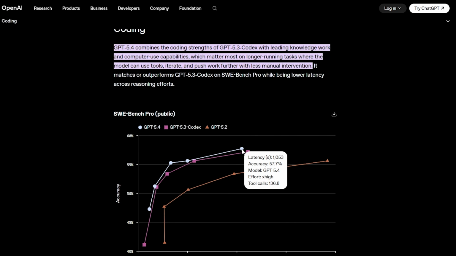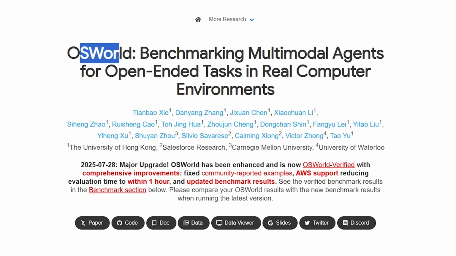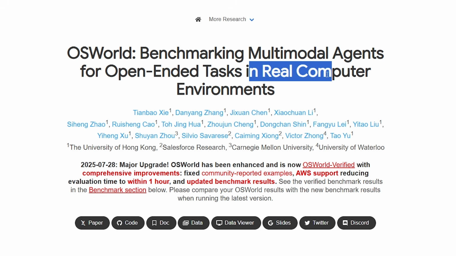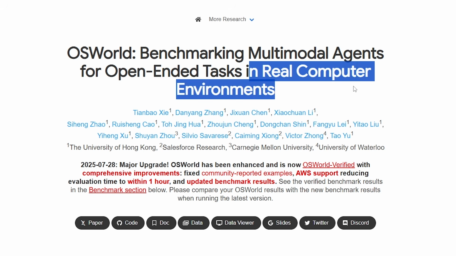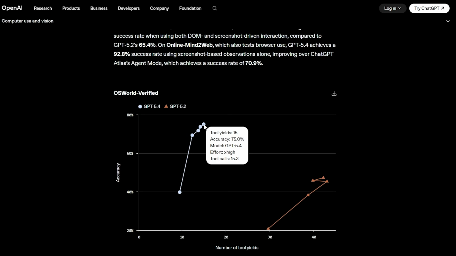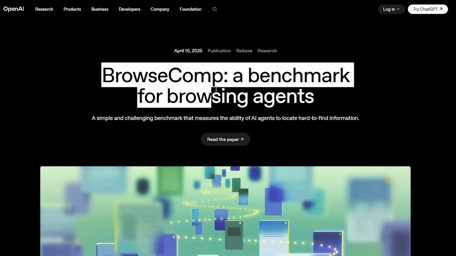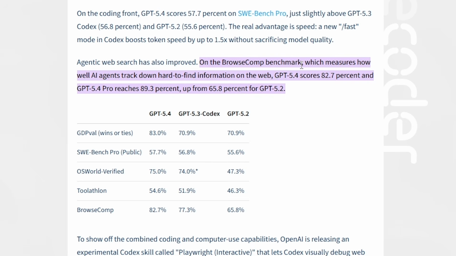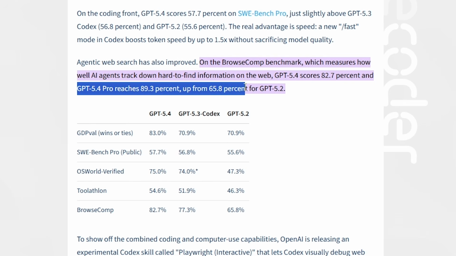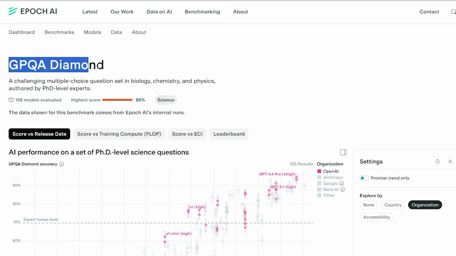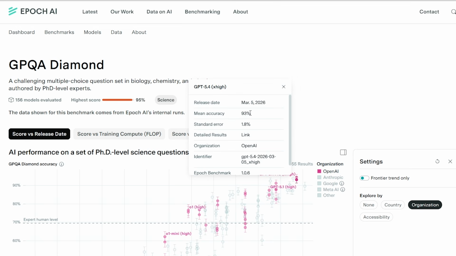GPT-5.4 hit 57.7%. On OS World Verified, which is a computer use benchmark where the model has to actually operate software, it scored 75%. On BrowseComp, their web browsing persistence benchmark, GPT-5.4 hit 82.7%. And GPT-5.4 Pro pushed that to 89.3%. On GPQA Diamond, a graduate-level STEM question-answering benchmark, it scored 92.8%.